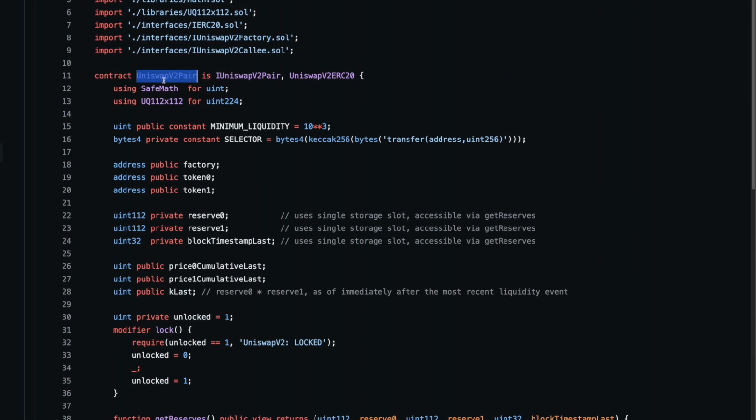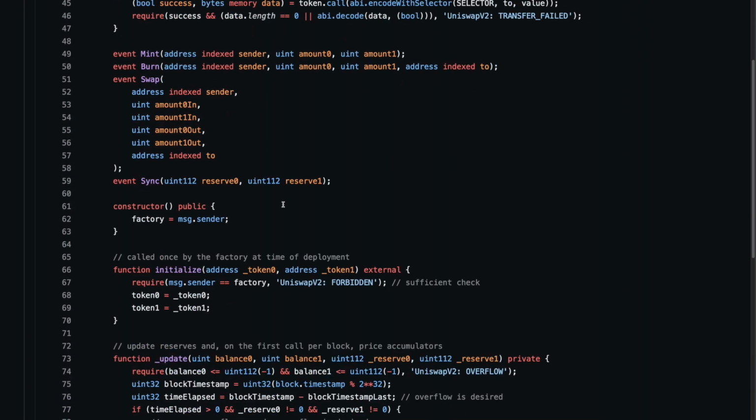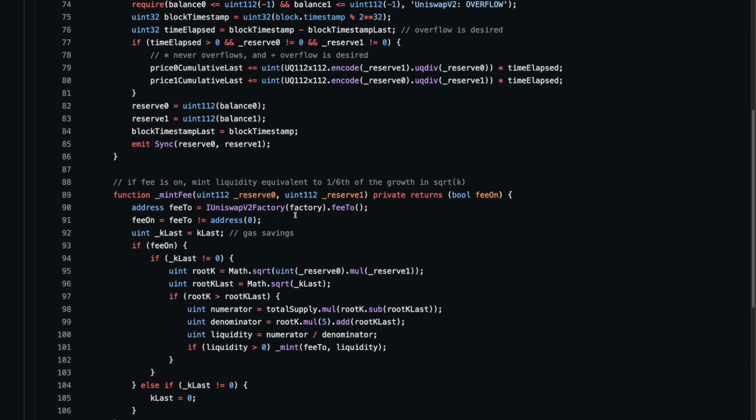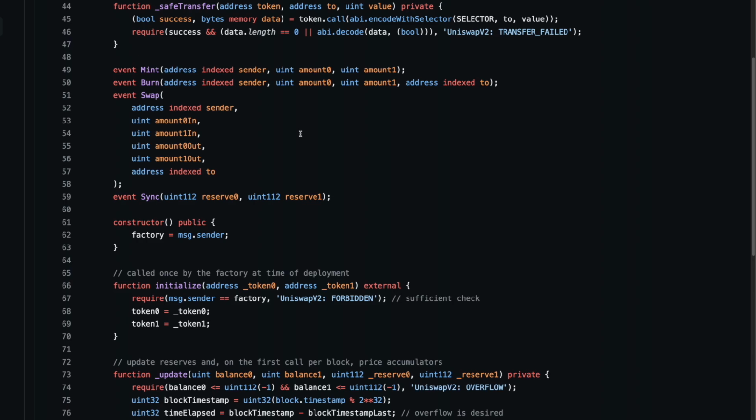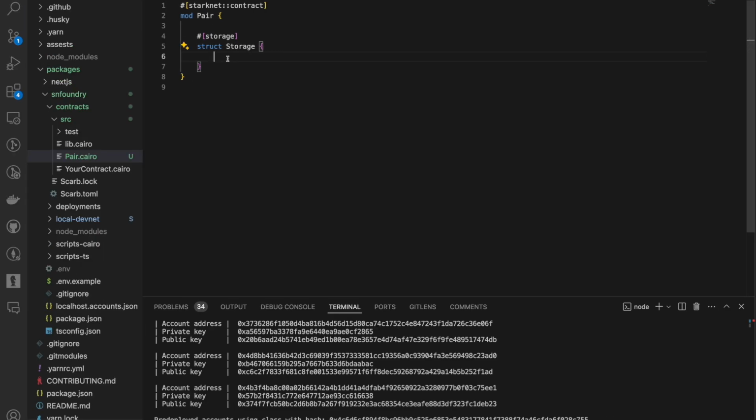Okay, now this v2 pair is also an ERC20, so we're gonna be writing some simple ERC20 related functions on top. So we are building a very minimal version of this pair. Okay, so let's first start with the storage. All right, let's start with the token 0.